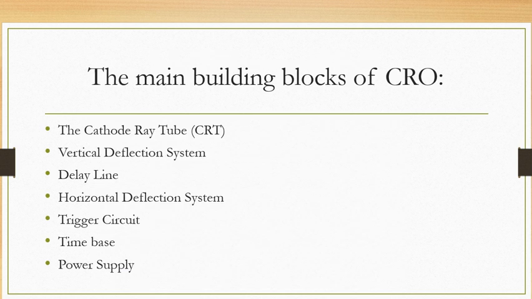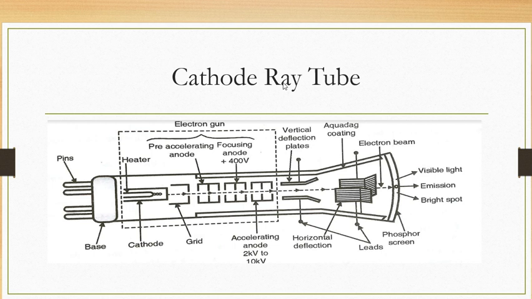These are the main building blocks of a CRO that we have seen earlier: the CRT, the vertical deflection system, and the horizontal deflection system, and under that we have to study the delay line, trigger circuit, time base, power supply and all these things. So let's start again with the heart of the CRO, the CRT. Let's see the internal structure of a CRT, the cathode ray tube.